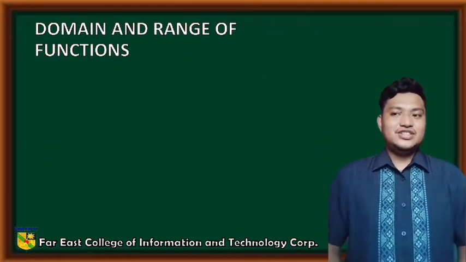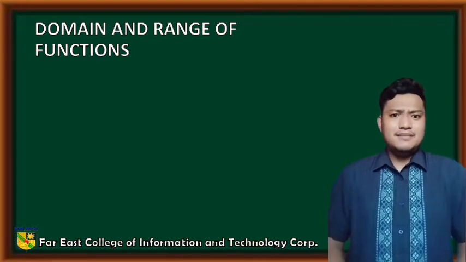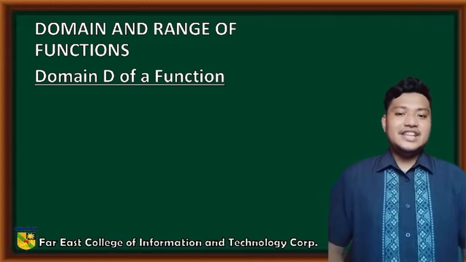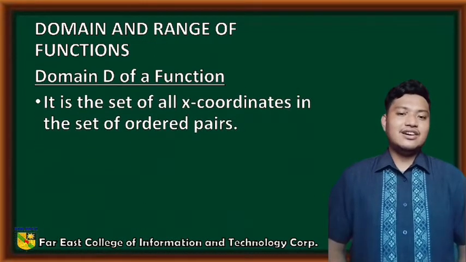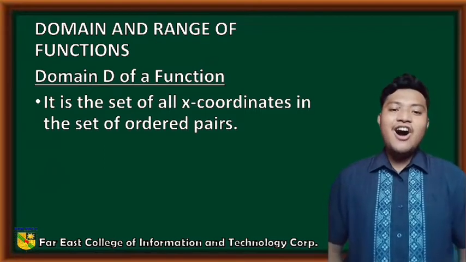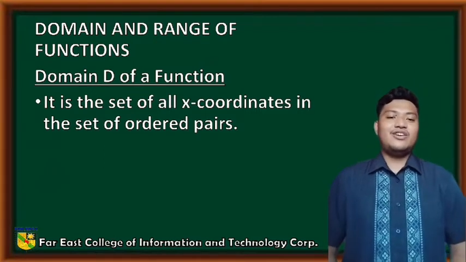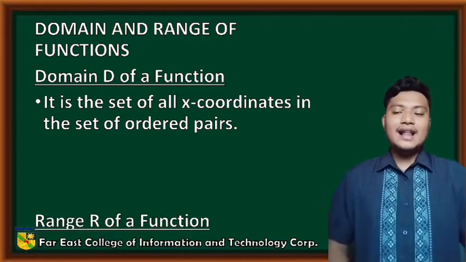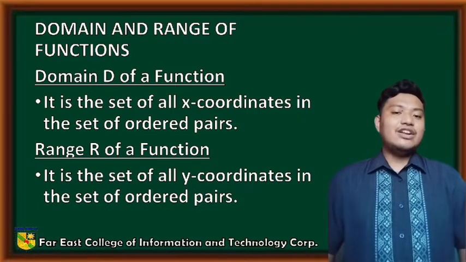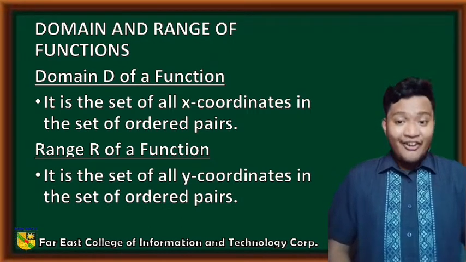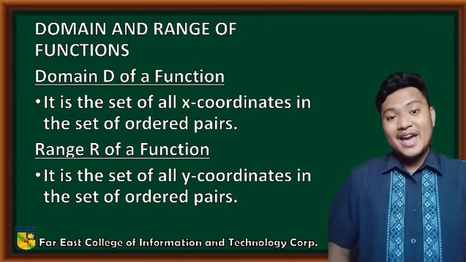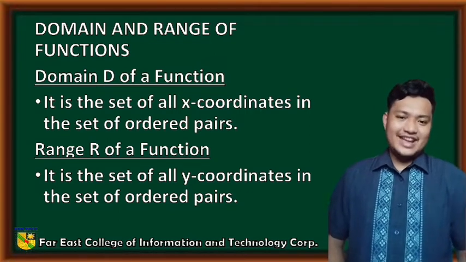Domain and range of the function. So, what is domain? What is range? So, domain or letter D of the function, it is the set of all x coordinates in the set of ordered pairs. All of the x values, they are called domain. While the range or the letter R of the function, it is a set of all y coordinates in the set of ordered pairs. All of the y values, they are called range.